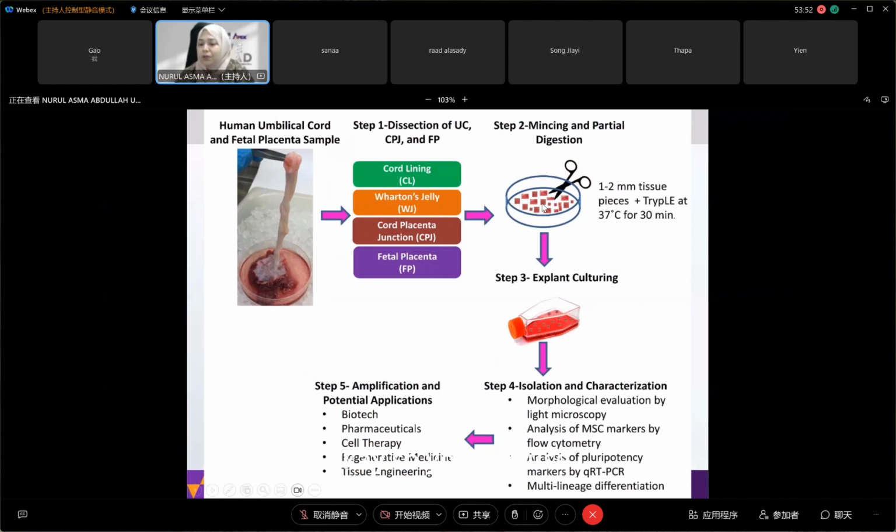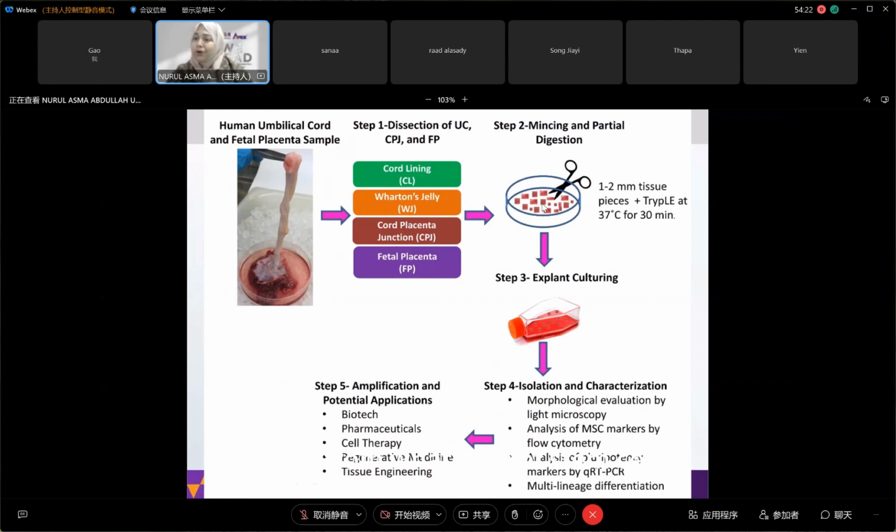Okay, so you can use morphological evaluation by microscopy. You can use the analysis of markers, as I mentioned just now, the surface markers or surface proteins on the cells using flow cytometry. And also you can use real-time PCR to detect the expression of the genes from the cells. And also you can do the multi-lineage differentiation.